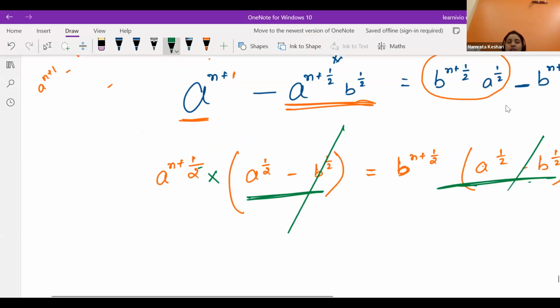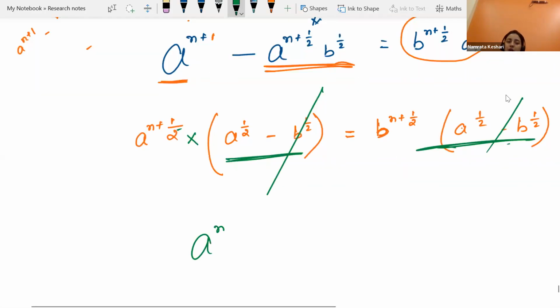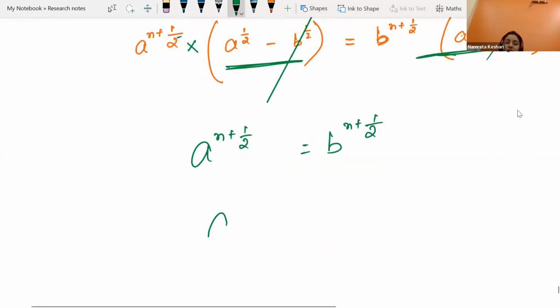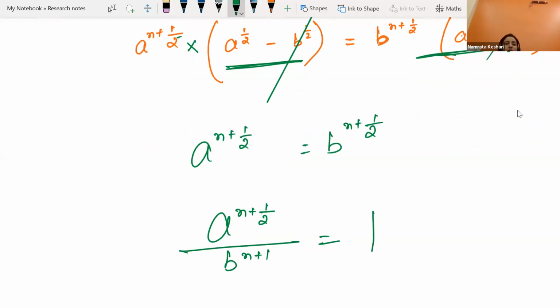Okay. So yes, we are cancelling them, and what we are left with is a to the power n plus 1 by 2 equals b to the power n plus 1 by 2. But our purpose is still clear. We don't want to compare a and b; our purpose is just to find the n value. The relation between a and b, we are not supposed to find. We want to find the value of n. So can we write this as a to the power n plus 1 by 2 divided by b to the power n plus 1 by 2 equals 1? Can we write that?